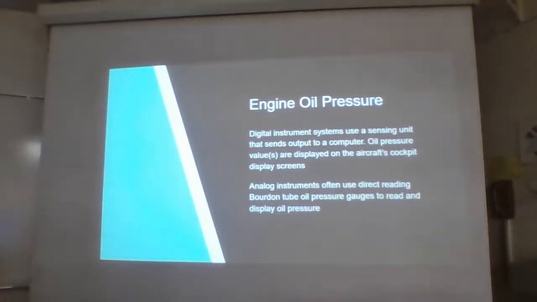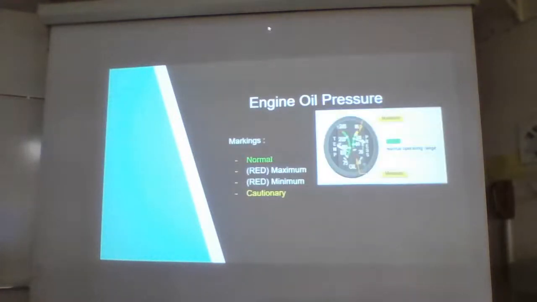Analog engine oil pressure gauges often use direct reading Bourdon tube oil pressure gauges to read and display oil pressure. Remember when we talked about Bourdon tubes and diaphragms and bellows in the last lecture? So I hope you do, because that is what we're talking about when we talk about analog engine oil pressure gauges.